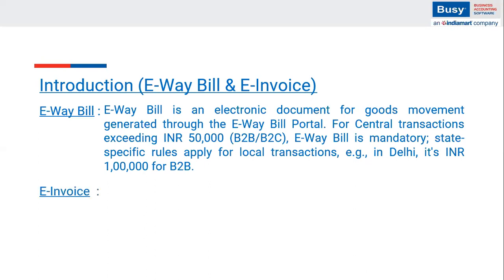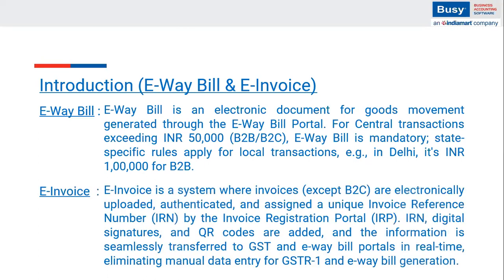Next is e-invoice. E-invoice is a system where invoices except B2C are electronically uploaded, authenticated, and assigned a unique invoice reference number by the Invoice Registration Portal (IRP). IRN, digital signature and QR code are added, and the information is seamlessly transferred to the GST and e-waybill portal in real time, eliminating manual data entry for GSTR1 and e-waybill generation.